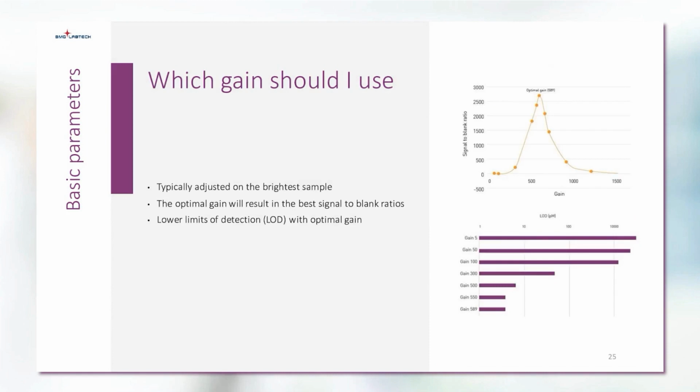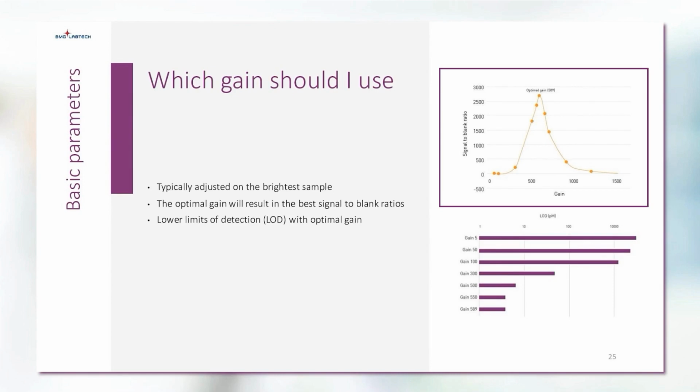To optimize the gain setting, it is typically adjusted on the brightest sample on a microplate. Using the optimal gain resulted in the best signal to blank ratios, which you can see in the graph to the upper right, with the optimal gain at 589 as before.